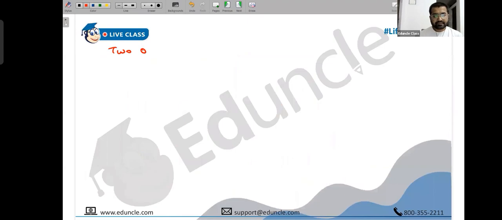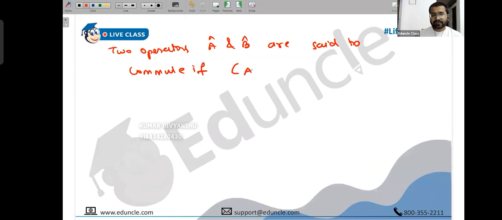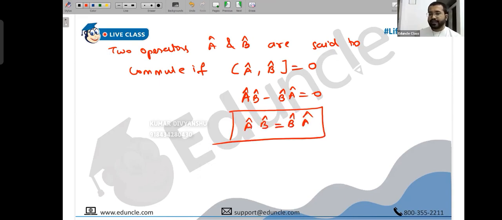Next, two operators A and B are said to commute if the commutator becomes 0. This is the case where A cap B cap can be written as B cap A cap, where they are by chance equal. They are not always equal, that we already know. So what is the commutator of A cap comma B cap? This is A cap B cap minus B cap A cap, and this is 0. It means if by chance they become equal, then you say the operators commute with each other. But this does not happen always, only at times. Clear?